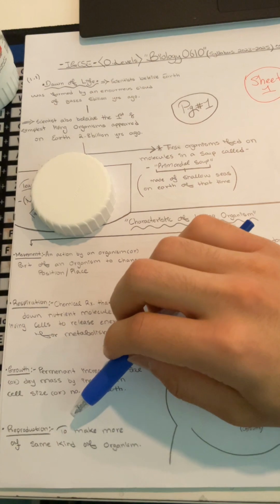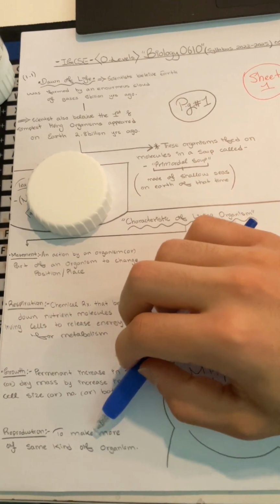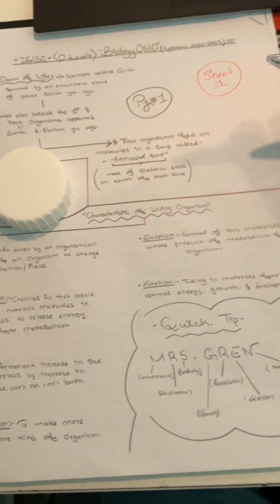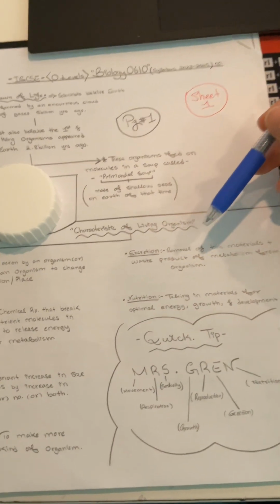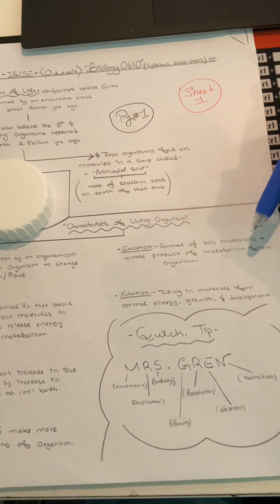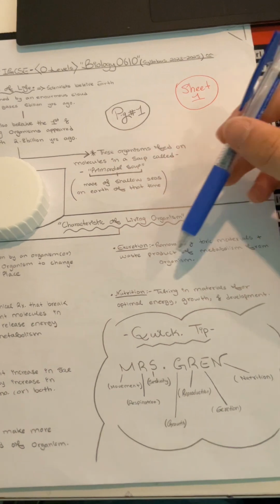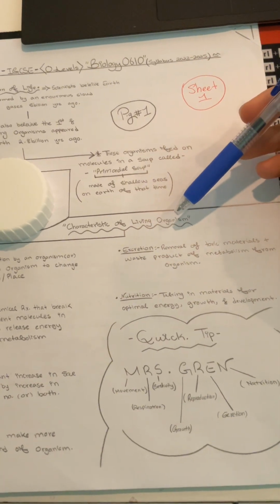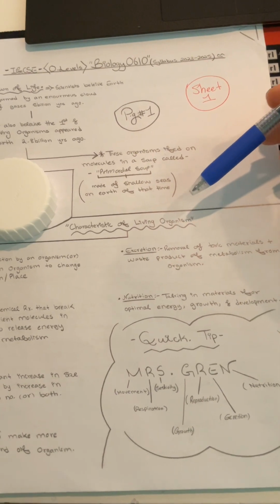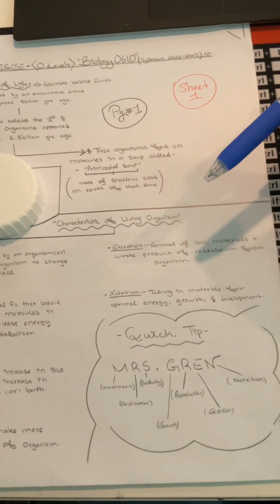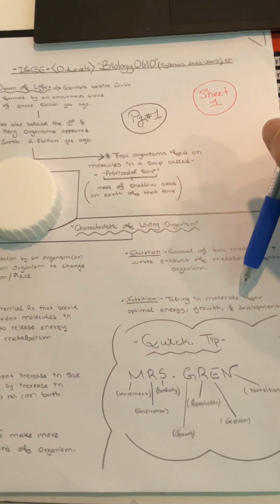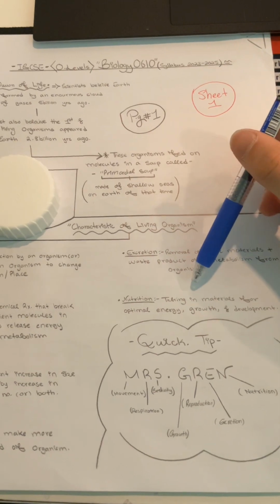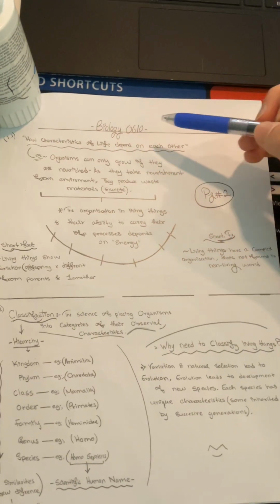Reproduction is the making of more of the same kind of organism or species. Excretion is the removal of toxic materials or waste products from the body as a result of the organism's metabolism. The main organs involved in excretion are the liver, the kidneys, and the lungs. Nutrition is the taking in of materials for optimal energy, growth, and development. The characteristics of life depend on each other.